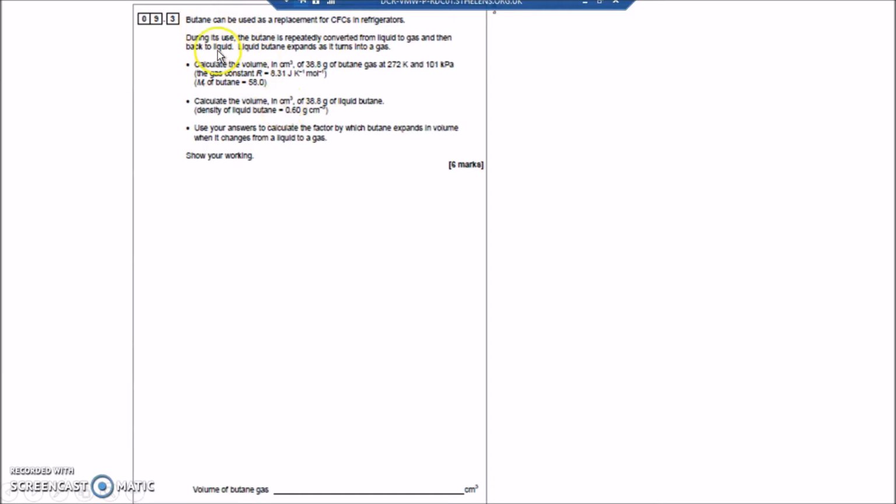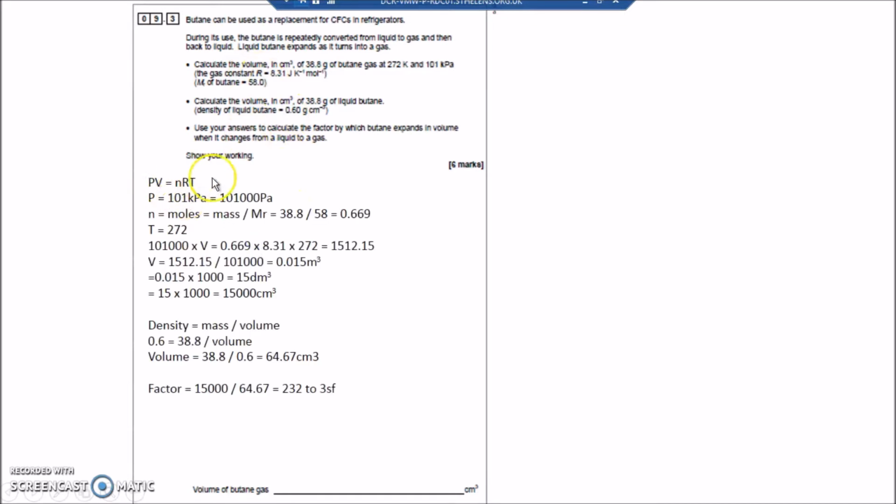Good, because it's got no chlorine in it. Good, that won't produce any harmful chlorine radicals. Calculate the volume. So what have I got? I've got a volume of butane gas in 101 kilopascals. I've got a gas constant here. So as soon as I see gas constant R, I'm looking towards PV equals nRT.